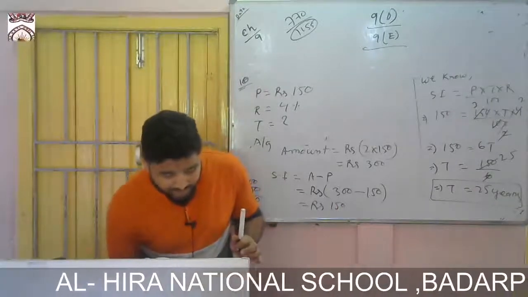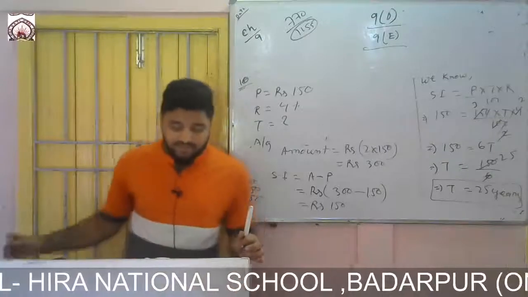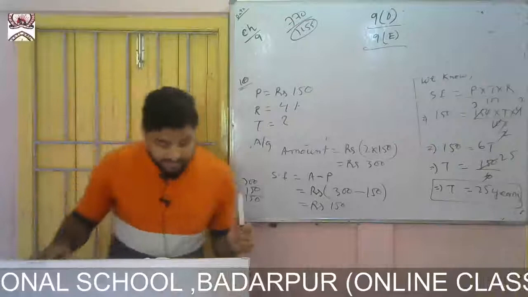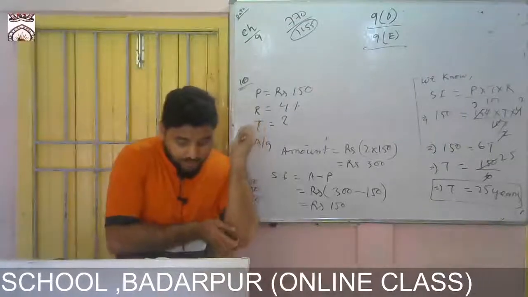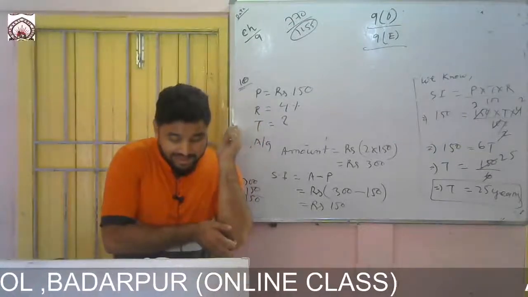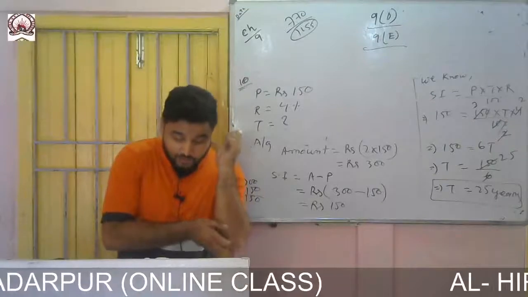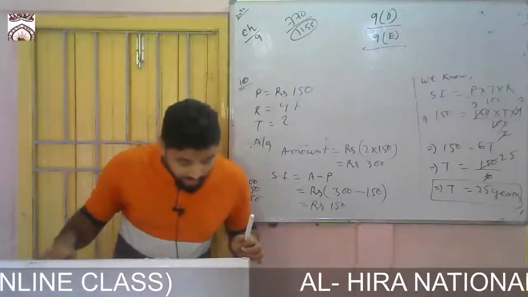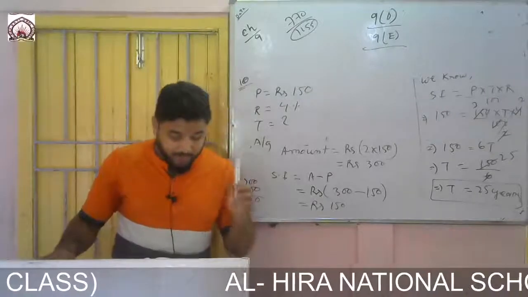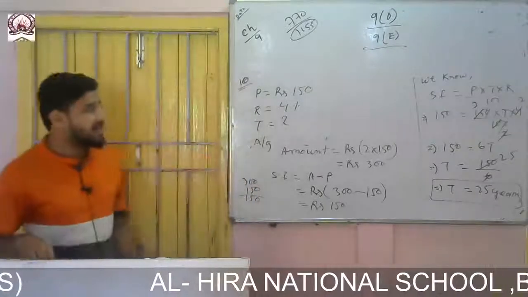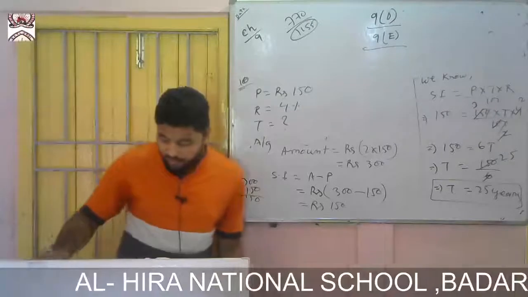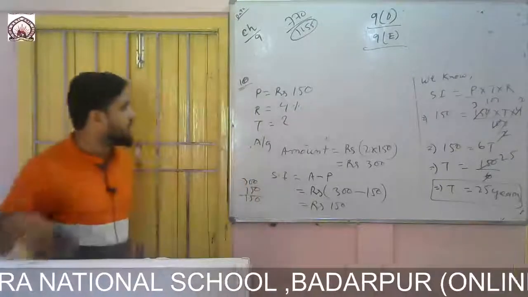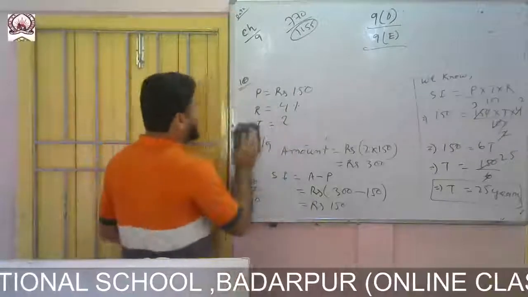At what rate of simple interest will a sum of money double itself in 20 years? That means we need to find the rate of interest. So write like this.